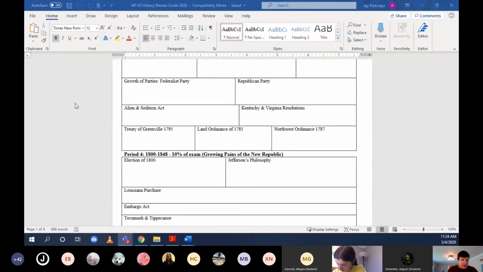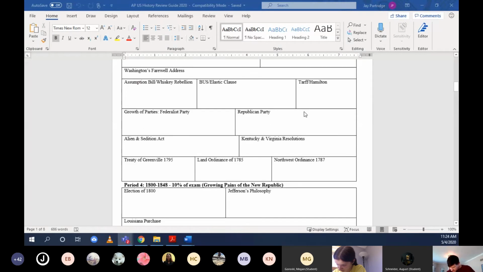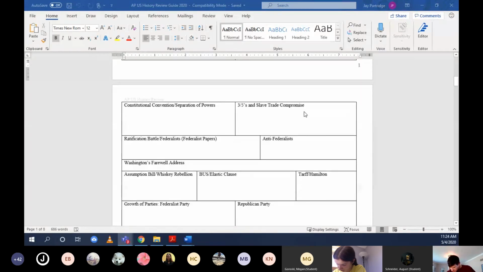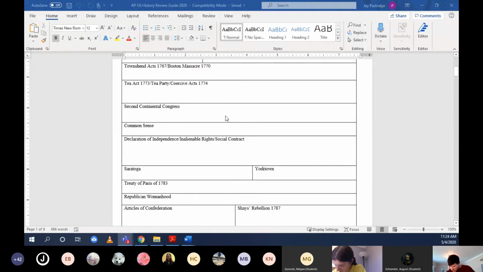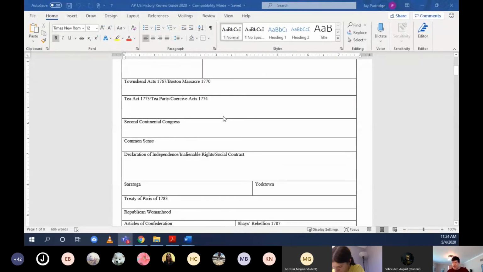All right, so let's get to the Second Continental Congress. That's on the first page, maybe just under halfway down, just below the Tea Act, Second Continental Congress. And so this would be the ad hoc government of the new United States, the Second Continental Congress.